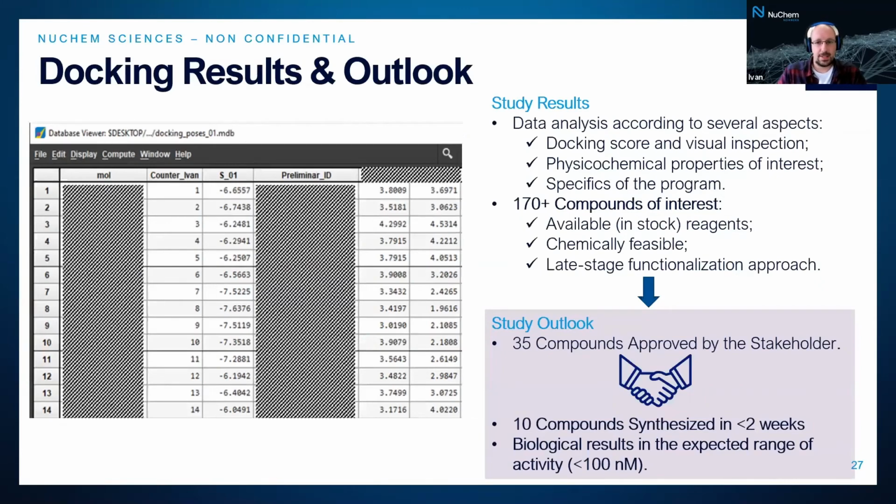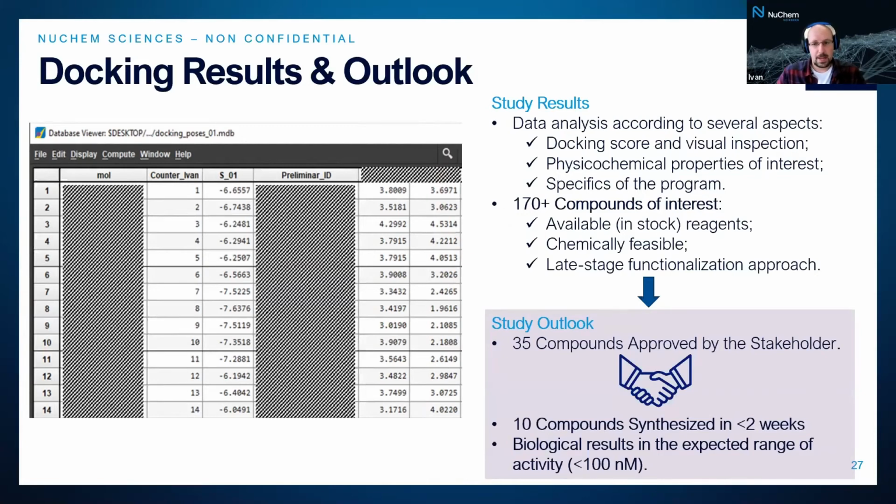Once docked, the resulting computed poses were analyzed via visual inspection to ensure a logical orientation of the ligand in the binding pocket. Compounds were selected on the basis of their docking score, tighter ranges in terms of physiochemical properties, and to prioritize simpler design at first. The analysis of the docking results led to a selection of circa 170 compounds.